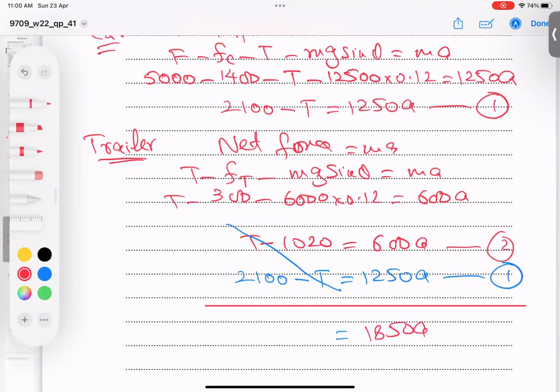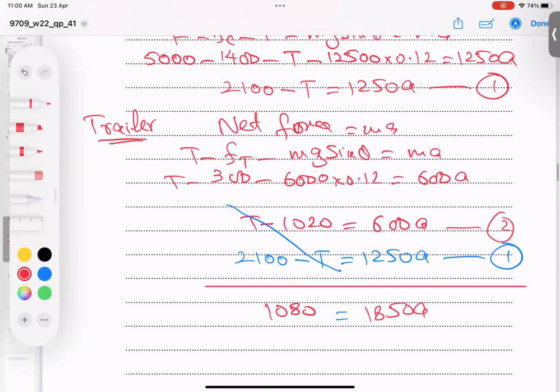1850 acceleration, and here I have to subtract 2100 minus 1020, which comes to 1080, and I divide by 1850, so the answer finally is acceleration in fraction form, 108 over 185, and for 3 SF the answer is 0.584 meters per second squared. And I hope the point is very clear.